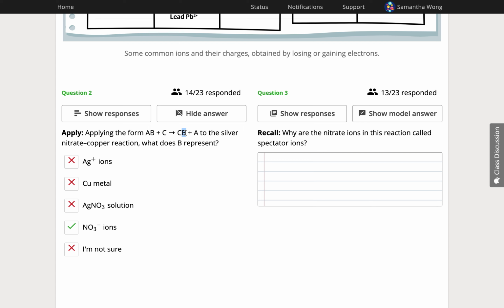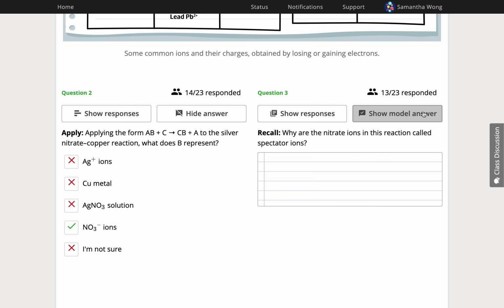Moving on to question 3. Why are the nitrate ions in this reaction called spectator ions? I've just about touched on that earlier. So if you remember, write that one down. If not, pause the video, have a think about it, or just rewind slightly.